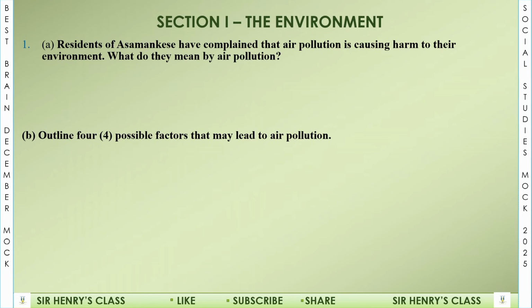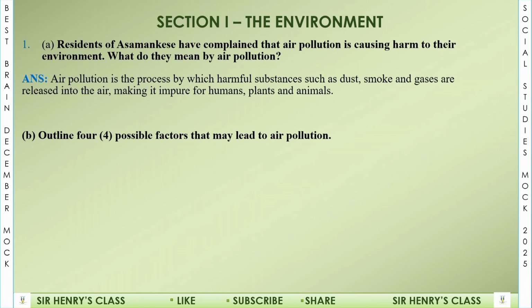Under Section 1, Environment, 1A says residents of Asamankese have complained that air pollution is causing harm to their environment. What do they mean by air pollution? Air pollution is the process by which harmful substances like dust, smoke and gases are released into the air, making it impure for humans, plants and animals. So air pollution simply means releasing harmful substances into the air, which makes the air impure for human, plant and animal use.